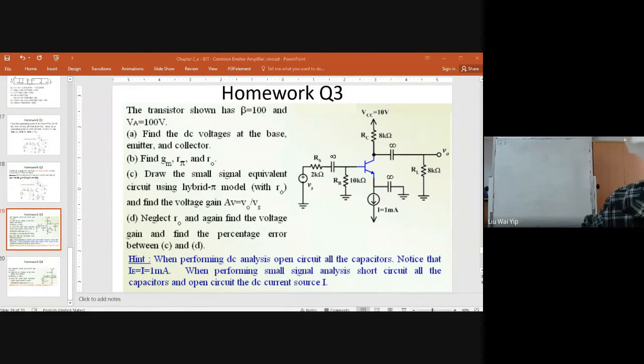Hello, everyone. We are going to start recording. We are going to demonstrate how to resolve a question on the common emitter amplifier. And this is the amplifier we are going to resolve.